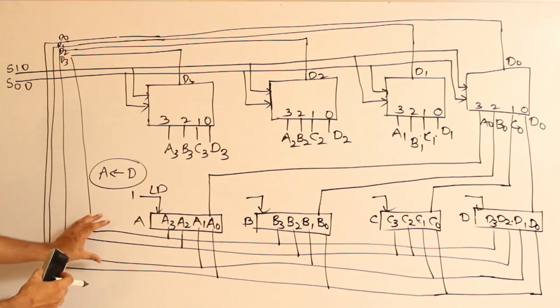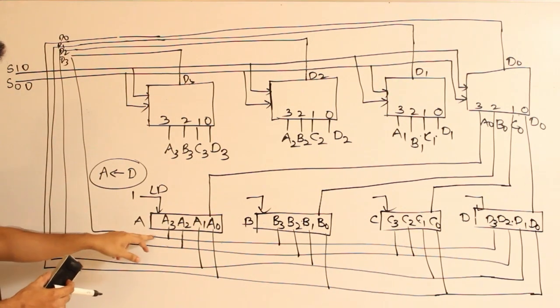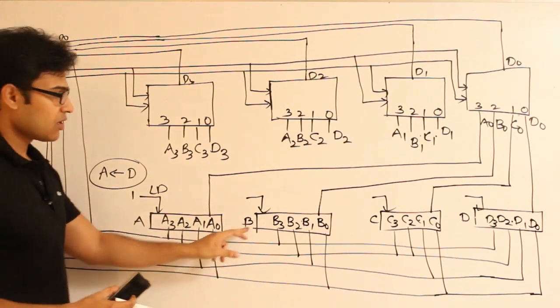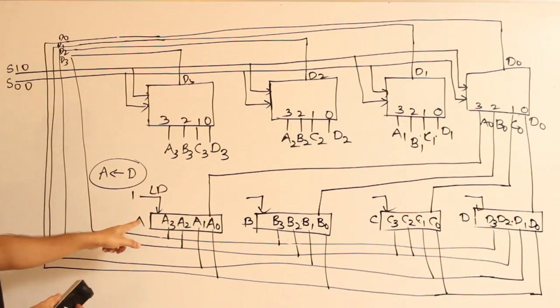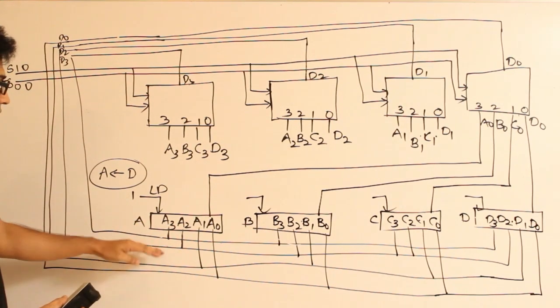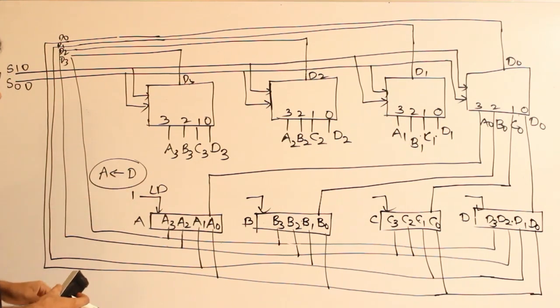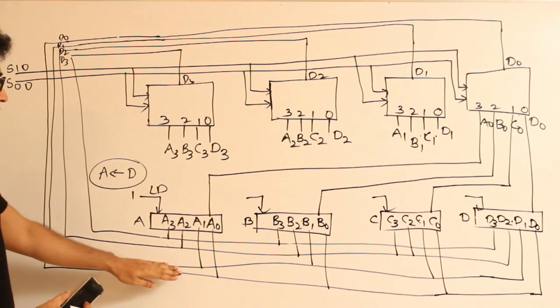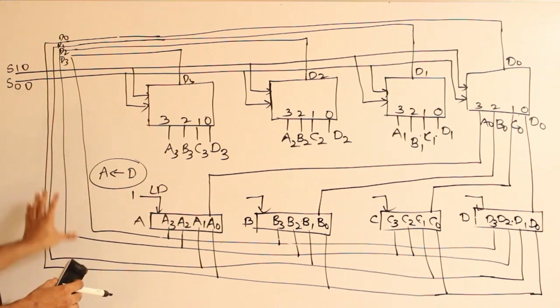So I have placed the information onto the bus, and therefore that information is available at the inputs of all the registers, but I just want it to be transferred into A. So only for register A I am going to activate load. When I activate load, the information will automatically pass into register A. This is how the bus is designed.